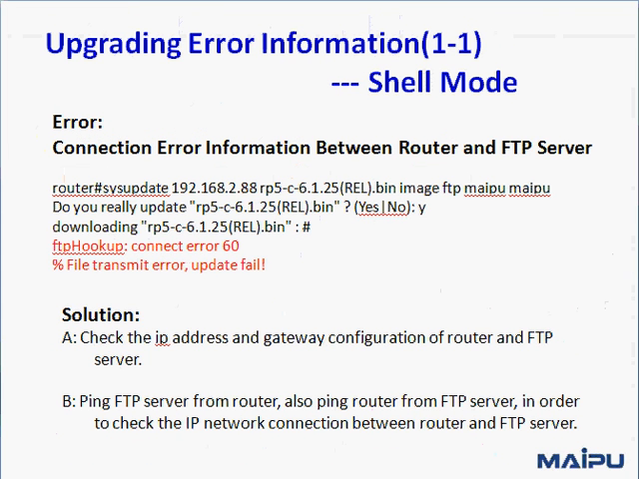Whenever you see this kind of error, FTP hookup connect error 16, you need to make sure your IP address and gateway configuration is proper. Sometimes you mix up configuring the proper IP address as per the subnet. Ping the FTP server from the router or vice versa. Make sure two-way communication is working properly.